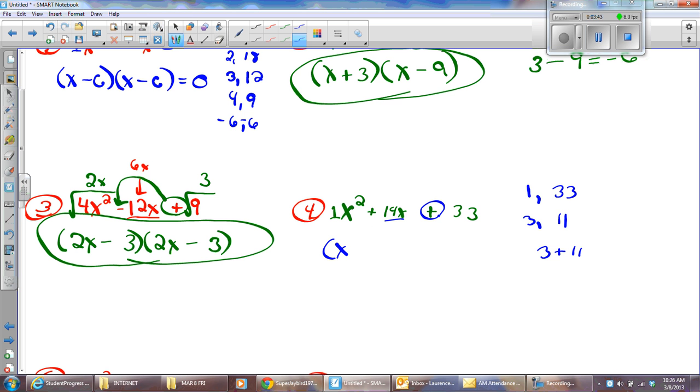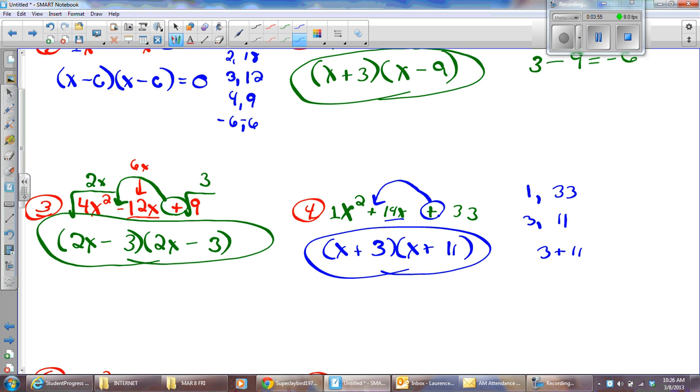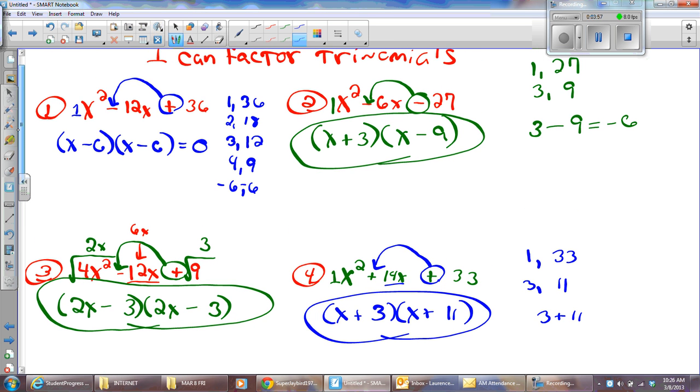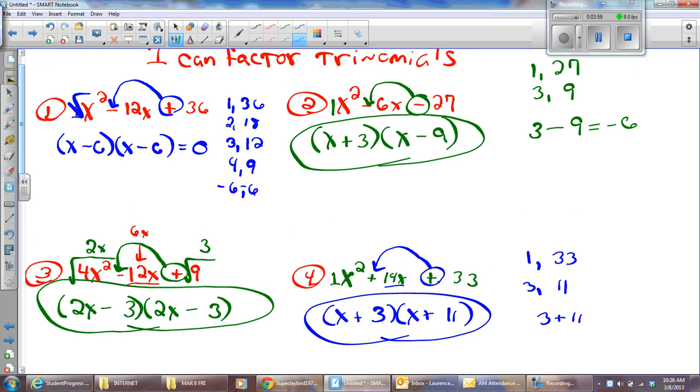So I'm going to have an x, a 3, an 11, and they're both positive. Remember, plus in the back is the Wendy's double stack. They're both positive. And there you go. So far we've factored the perfect square trinomial. Square root of that was x. Square root of that was 6. Use the sign in the middle, x minus 6, x minus 6. We've also factored trinomials with a lead coefficient of 1 that aren't perfect square trinomials.